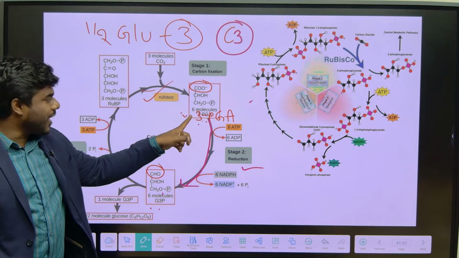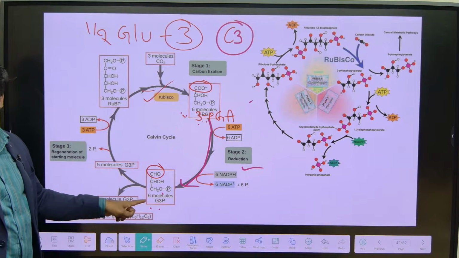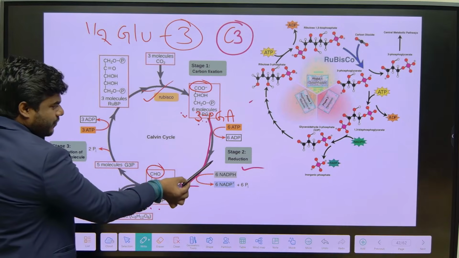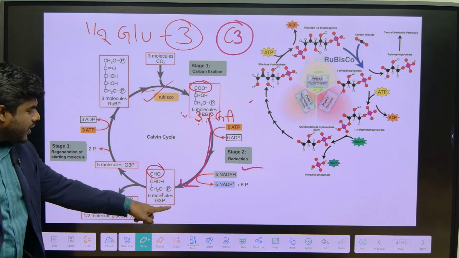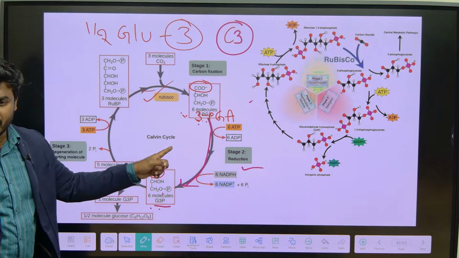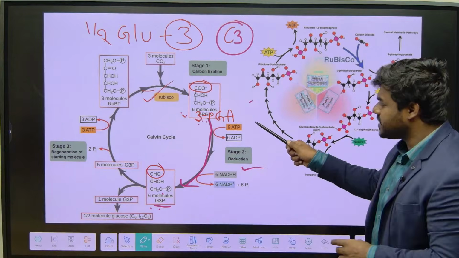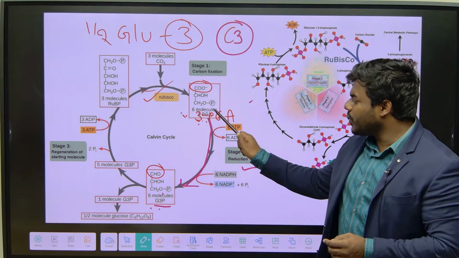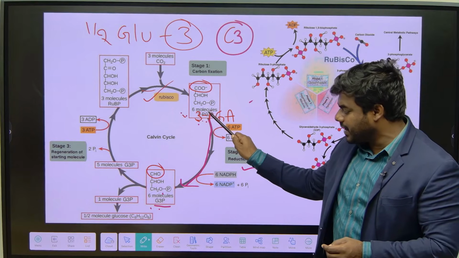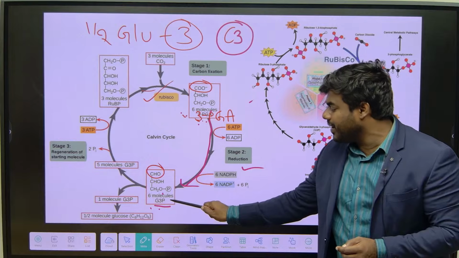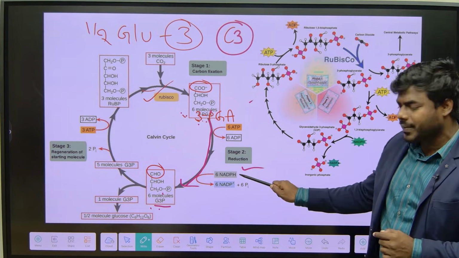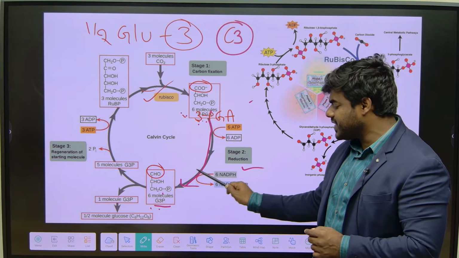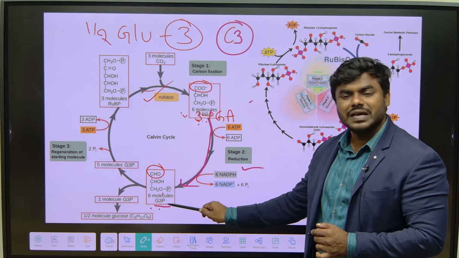So one 3 carbon containing compound is reduced to another 3 carbon containing compound. So how many 3-PGA do we have? 6. 6 molecules of 3-PGA got reduced to 6 molecules of G3P. There is no change in the carbon number. But in order to undergo the process of reduction, we require an abundant amount of energy. So if I want to reduce 1 molecule of 3-PGA into 1 molecule of G3P, I require 1 ATP and 1 NADPH. Since I am having 6 molecules, 6 molecules of 3-PGA are reduced to 6 molecules of G3P. Correct?